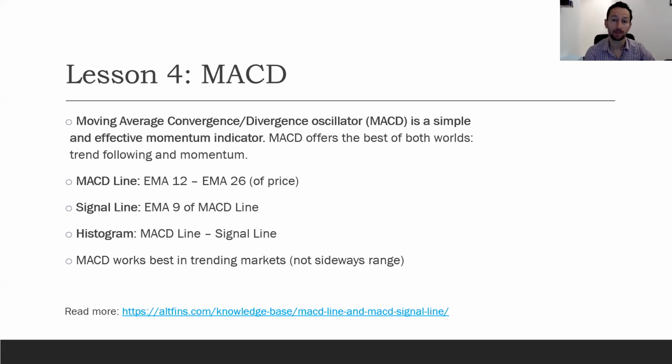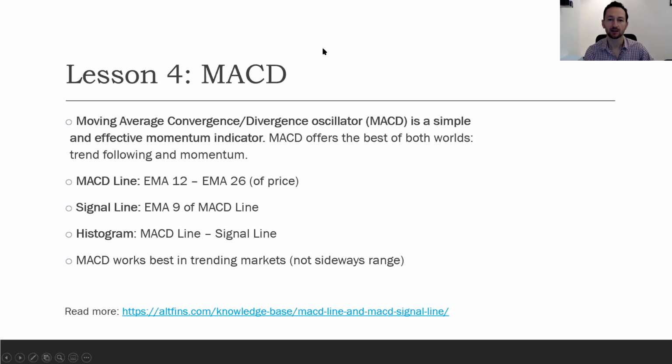So what is MACD? MACD is short for Moving Average Convergence Divergence Oscillator or Indicator. And even though the name is a mouthful, it is a relatively simple and very effective momentum indicator. It really offers the best of both worlds, momentum and trend. Momentum refers essentially to price moving up rapidly, gaining momentum, gaining strength. And so in general, that's what momentum means.